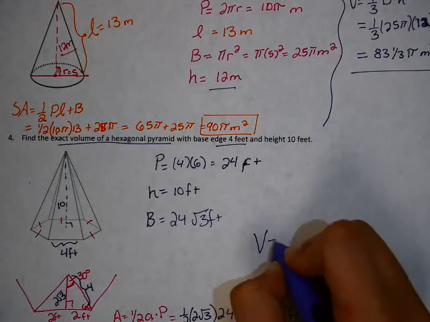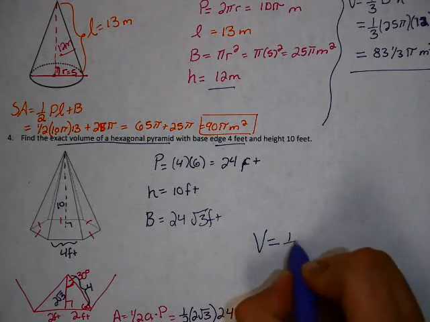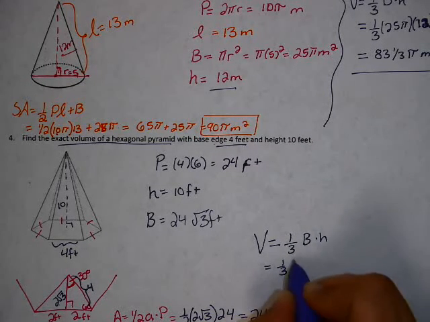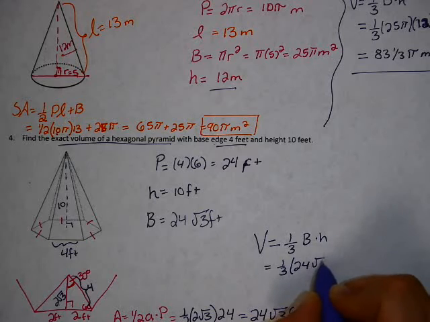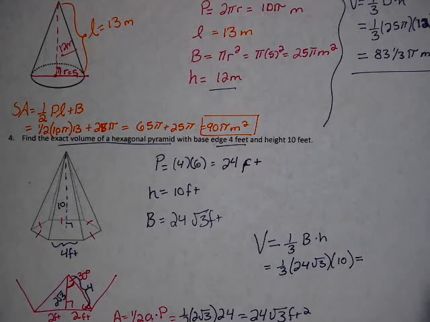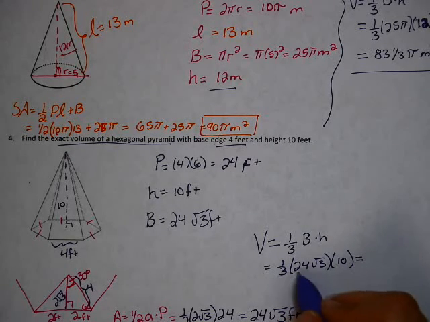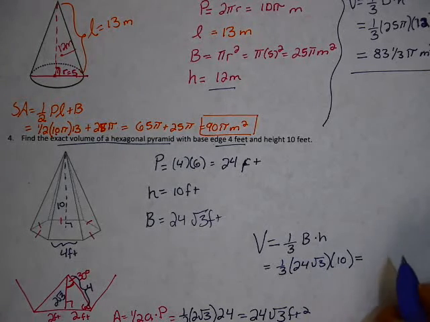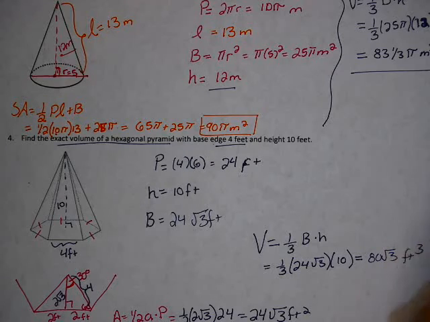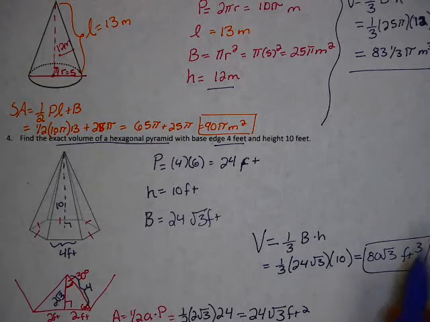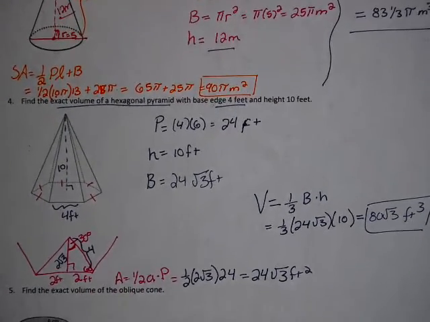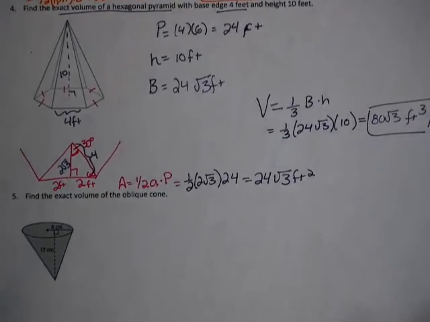Now the volume is what we're looking for, which is 1/3 area of the base times the height. So 1/3 times 24 square roots of 3 times our height, which is 10, gives us 240 square roots of 3 over 3, which is 80 square roots of 3 feet cubed. Okay, don't forget to double check your units. Volume, cubed, surface area, or anything to do with area would be squared.